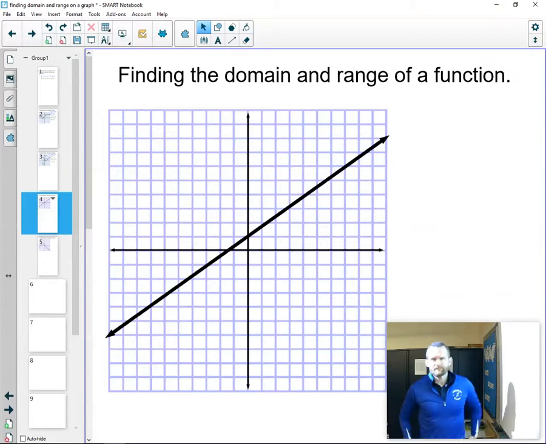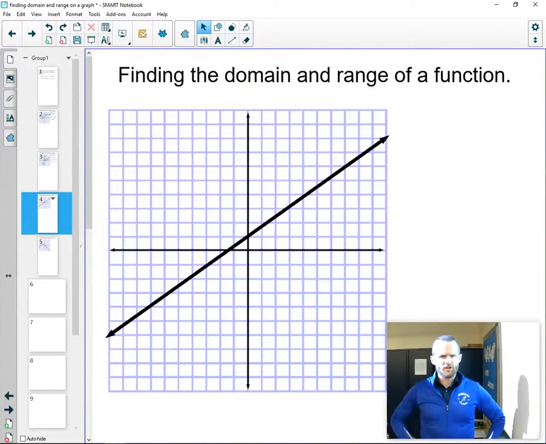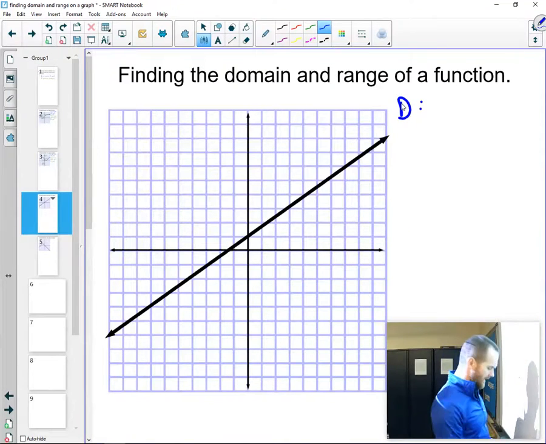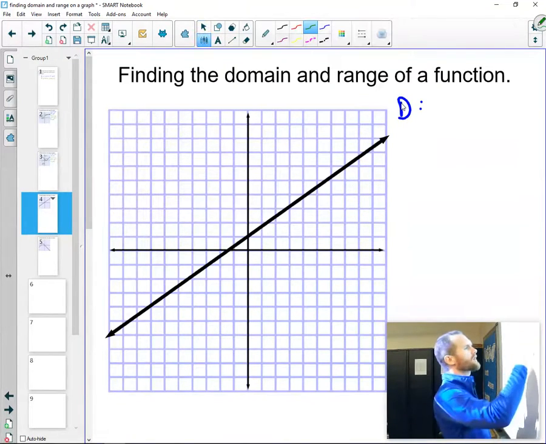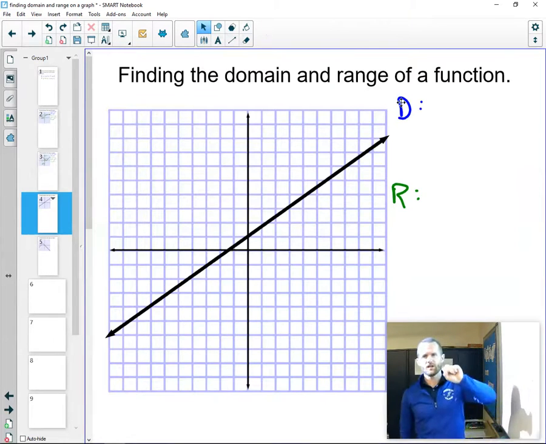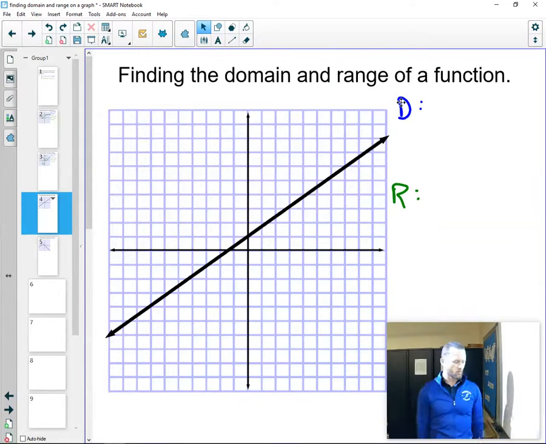All right, just two more to go. Find the domain and the range of a function. Here we have a linear function. Got to find the domain and range. And I want you to try this one on your own. Pause the video right here, give this one a shot, and we'll go over the answers together in a second. 3, 2, 1, let's roll.